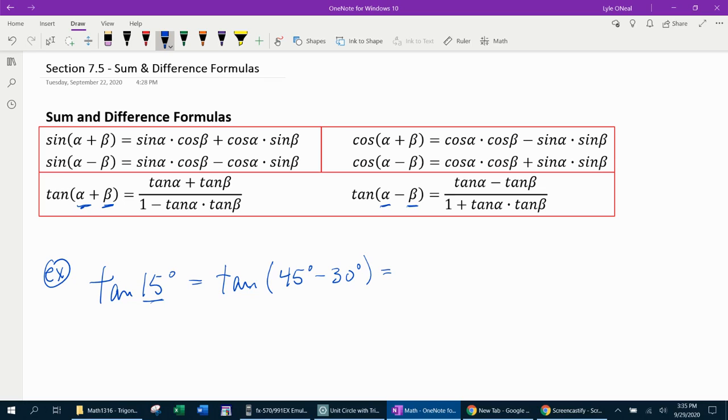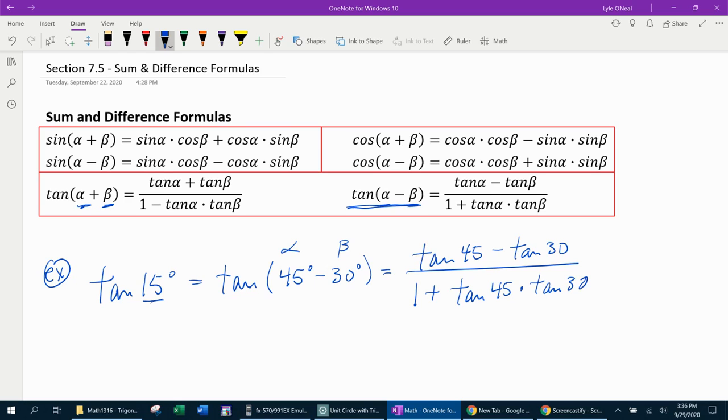The next step, notice that the 45 is going to be alpha, the 30 is going to be beta, and then I'm going to apply the difference formula here. So that's going to give us tangent of 45 minus tangent of 30 all over 1 plus tangent 45 times tangent 30.